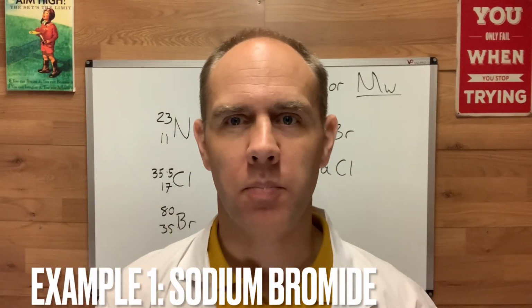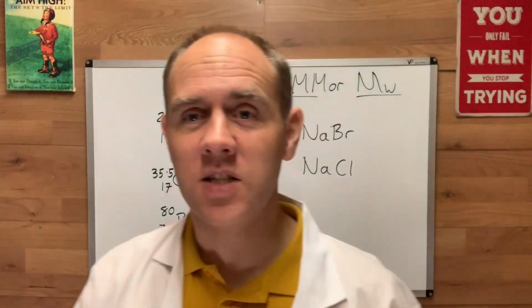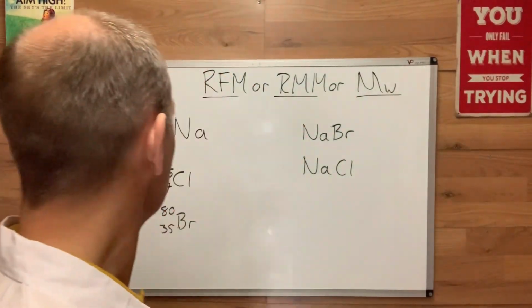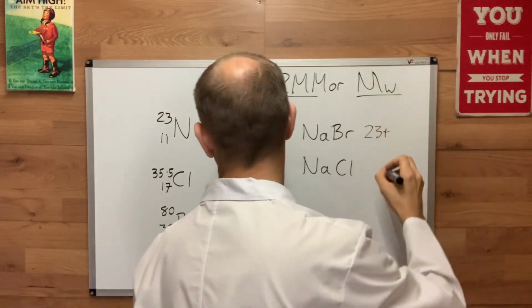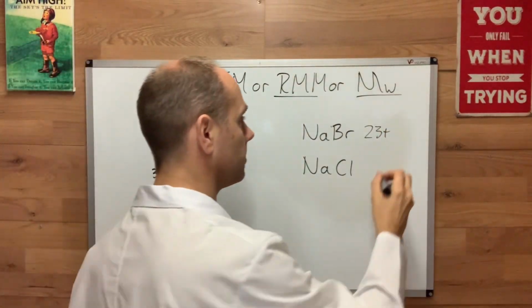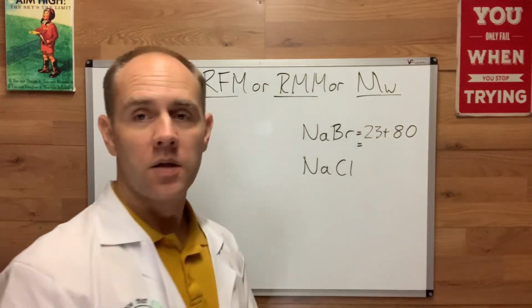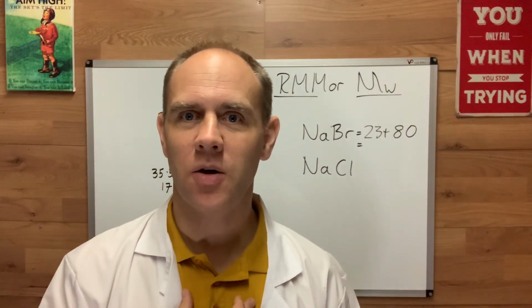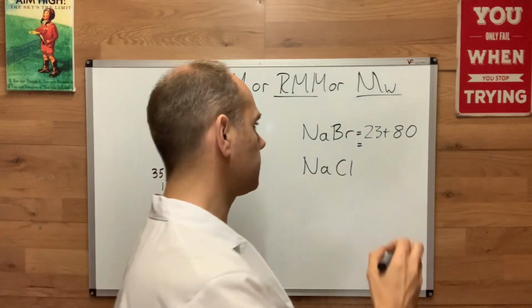Let's give some examples. Let's talk about sodium bromide. The relative formula mass of sodium bromide will be 23 added to 80. This is so easy, even I can do it. It's going to be 103 g/mol.